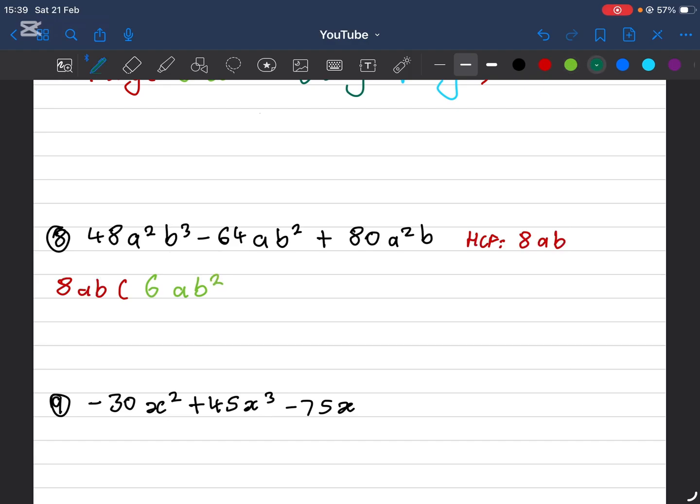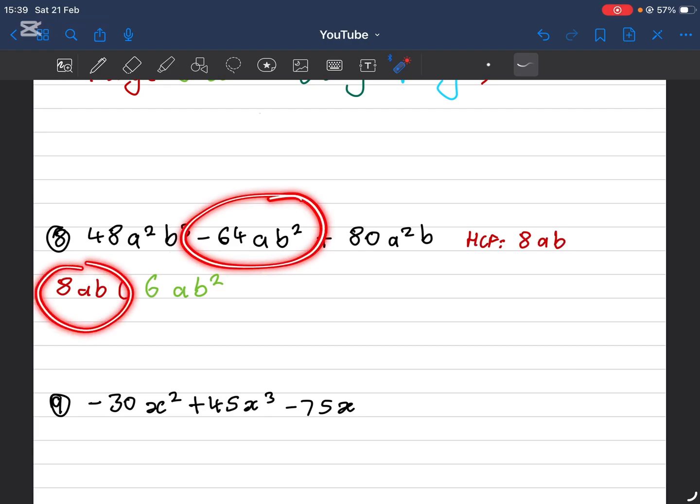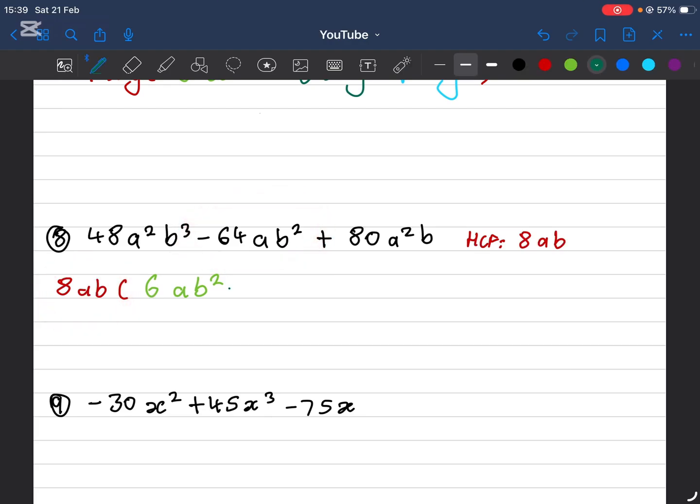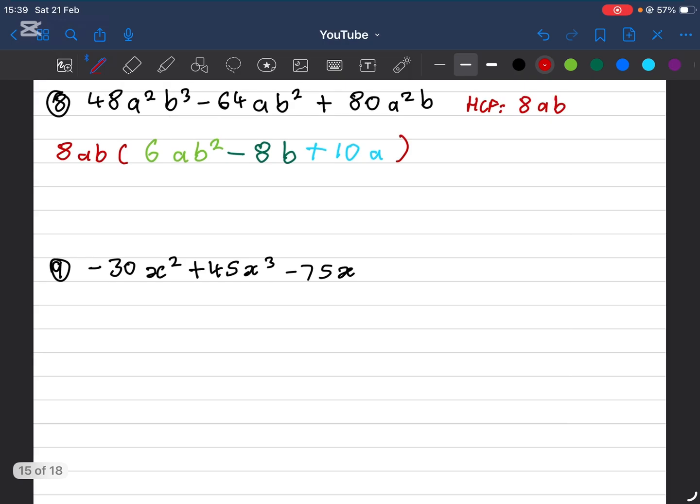Negative 64. So now you're doing this divided by this. Negative divided by positive is negative. 64 divided by 8 is 8. A divided by A is cancelled, and B squared divided by B is just B. Positive 80 divided by 8 now. So positive by positive is a positive. 80 divided by 8 is 10. A squared by A is A, and B by B is nothing. It cancels off, and this is your answer.